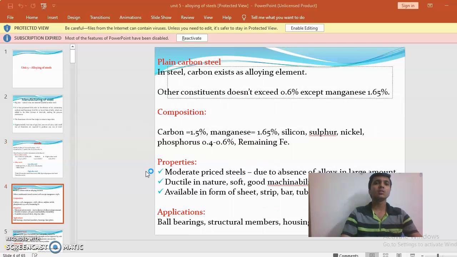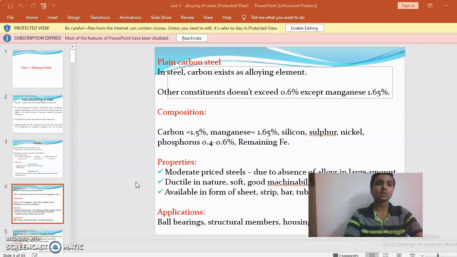Now the plain carbon steel. In this steel, carbon exists as the alloying element. Other constituents do not exceed 0.6% except manganese at 1.65%. The composition of plain carbon steel is carbon up to 1.5 percent, manganese 1.65 percent, silicon, sulfur, nickel and phosphorus 0.4 to 0.6 percent, and the remainder is iron.